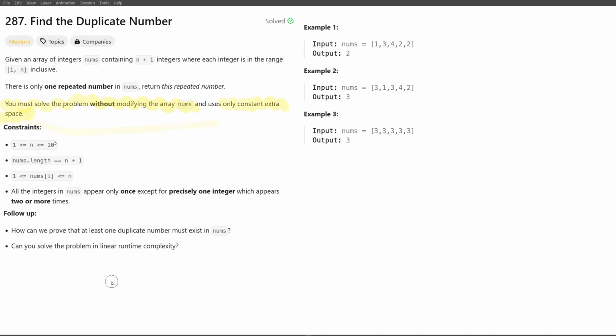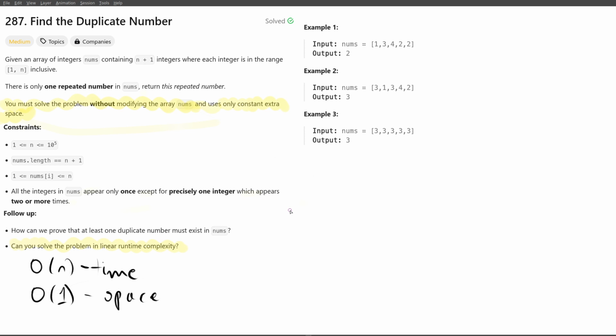On top of that, in the follow-up section, we are asked, can you solve the problem in linear runtime complexity? So, all these limitations in combination will give us O of n time and O of 1 space complexity.